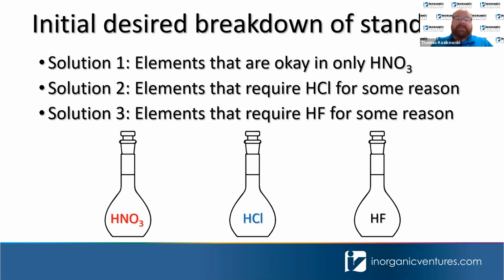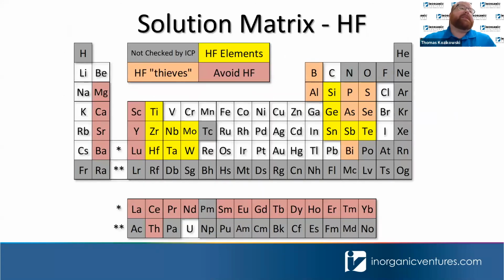So in our next couple slides, we'll see some of the matrix compatibility issues. So this would be revolving around solution 3. The yellow elements are the ones that we consider HF elements here at IV. And those we wanted to split away from any of the red elements. So we would want the red elements to be in solution 1, but maybe solution 2, if some kind of interference warranted the moving from one to another.